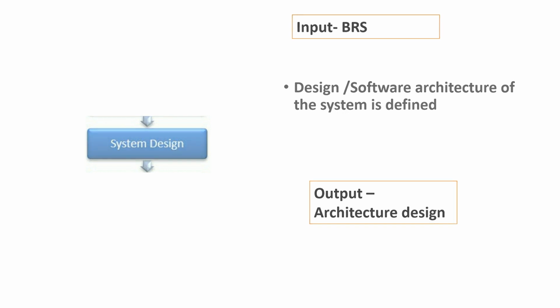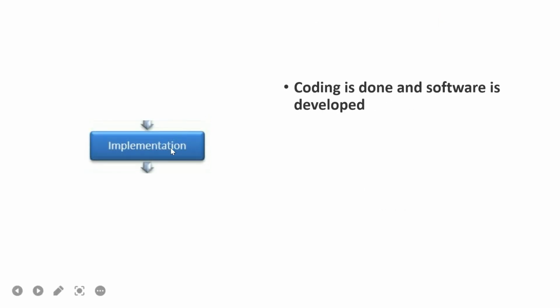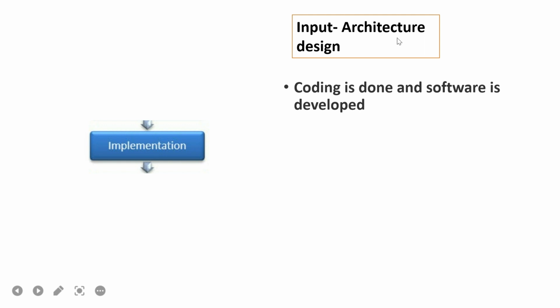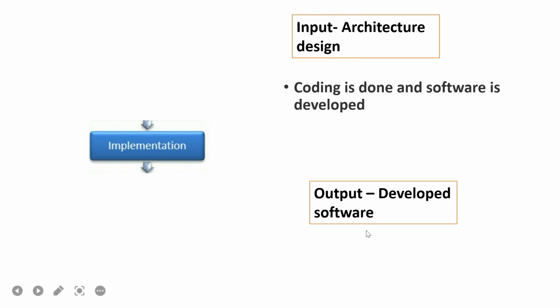Now we go to the next phase, which is implementation. Implementation is where the coding of the software is done. For this, the input is the architectural design from the previous phase, and the output is the developed software.